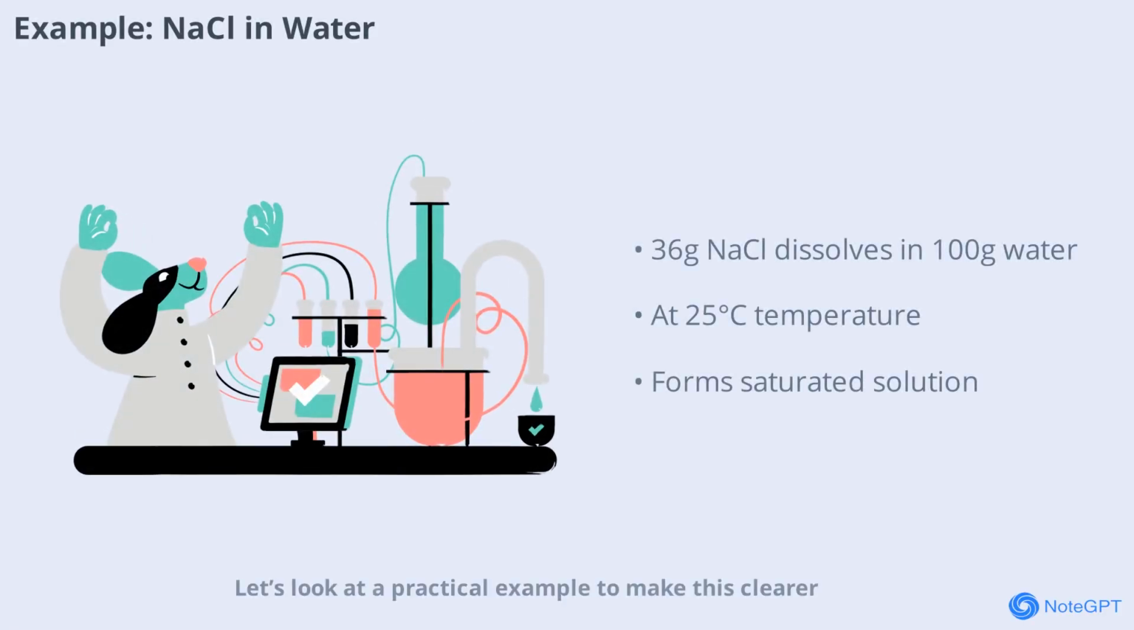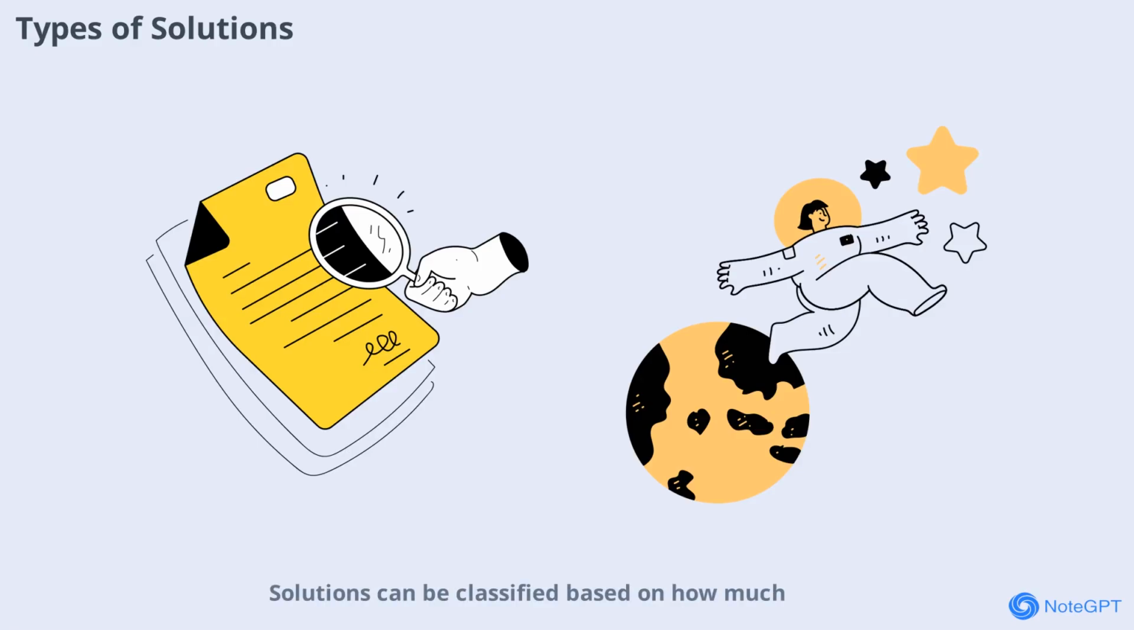Let's look at a practical example to make this clearer. The solubility of sodium chloride, or NaCl, in water at 25 degrees C is 36 grams. This means if you add 36 grams of salt to 100 grams of water at this temperature, all of it will dissolve, forming a saturated solution. If you try to add more salt, it won't dissolve and will settle at the bottom. This simple example helps us visualize how solubility works in real life and why measuring it is so important in chemistry.